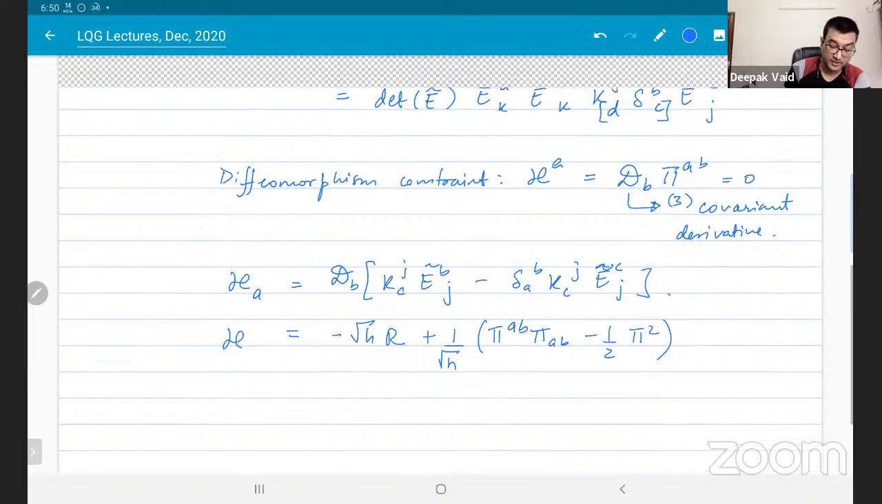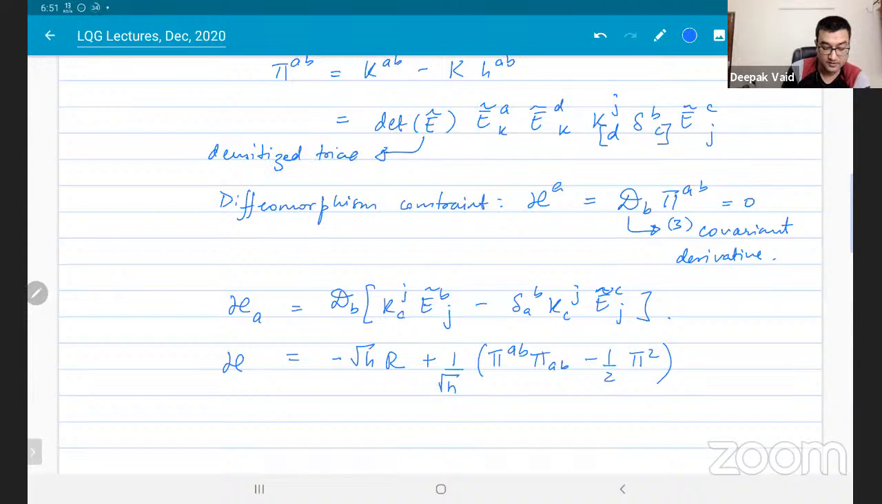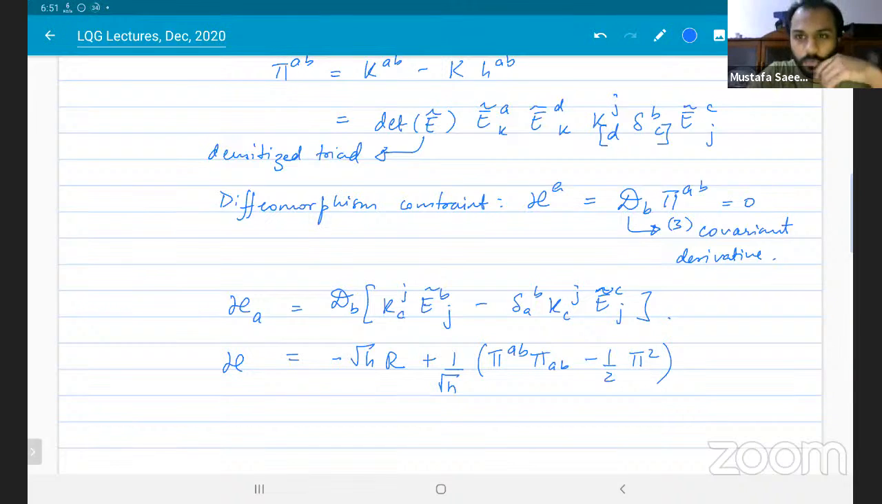Now, again, if I translate this into the coordinates that we are using right now, which is in terms of this densitized triad. So this E is called a densitized triad. Yeah, Mustafa. Yes, could you go over the first time you introduced the densitized triad? I just wanted to look at that definition once again.